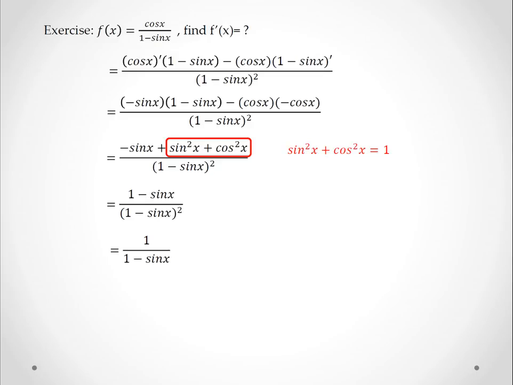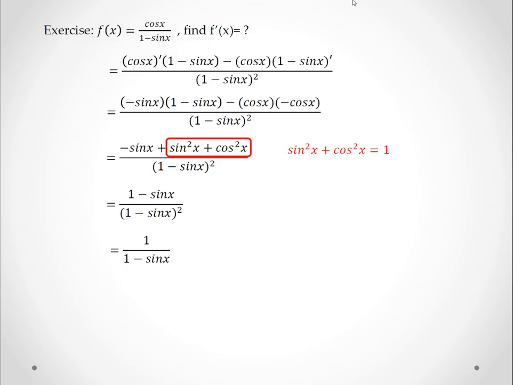So we can do some exercise for this rule to practice more. This exercise will take about 2 minutes. Okay, let's look back at this exercise. This exercise is f(x) equals cosine x over 1 minus sine x. It's cosine x divided by 1 minus sine x. So what is the f prime of x?